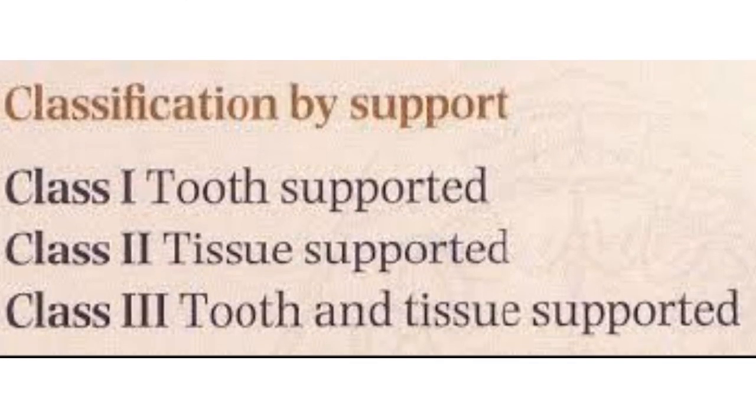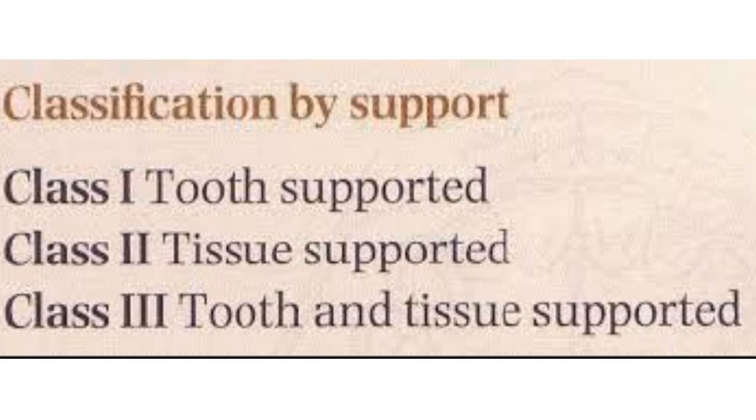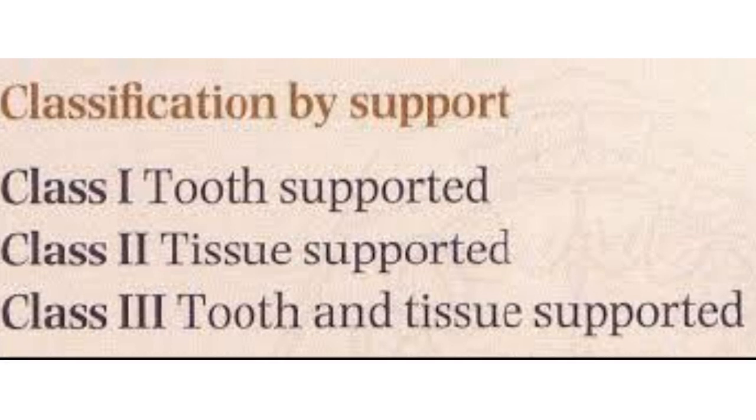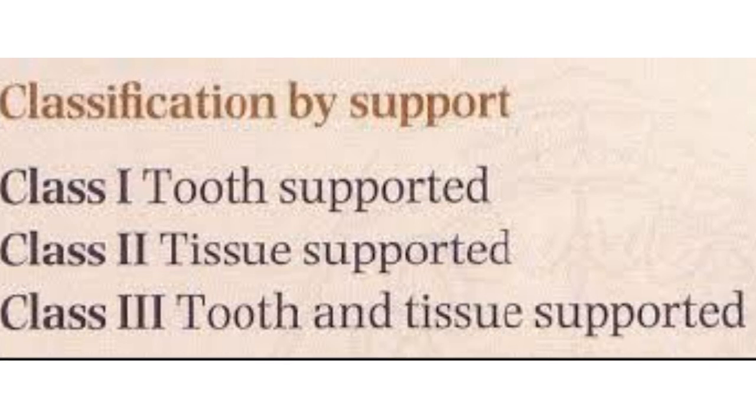Now for the classification by support. For class 1, it is tooth supported, meaning that it is supported by abutments in order to hold the RPD. Whereas for class 2, it is tissue supported. And you can also consider it as tooth supported because there is an abutment that is used to support the RPD. Whereas for class 3 and 4, it is tooth and tissue supported.